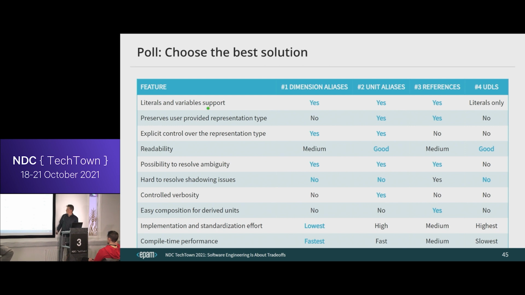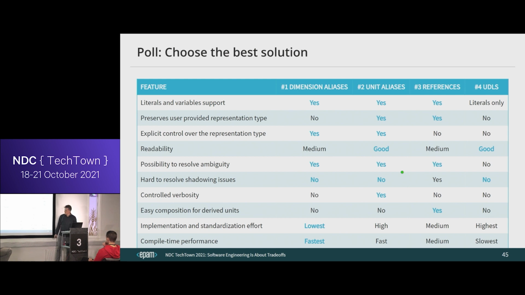So: literals and variables support, previous user provided representation type, explicit control over representation type, readability, possibility to resolve ambiguity, hard to resolve shadowing issues, controlled verbosity, easy composition of derived units, implementation and standardization effort, and compile time performance.